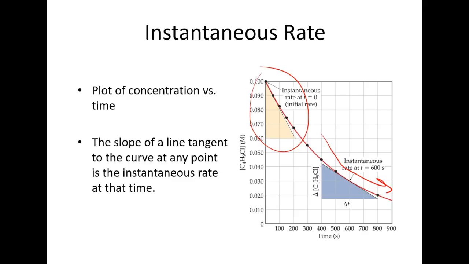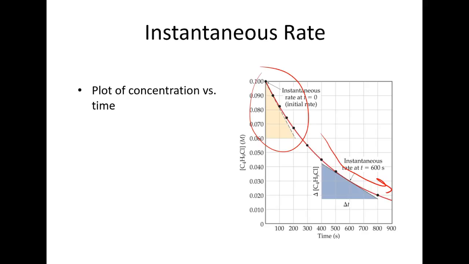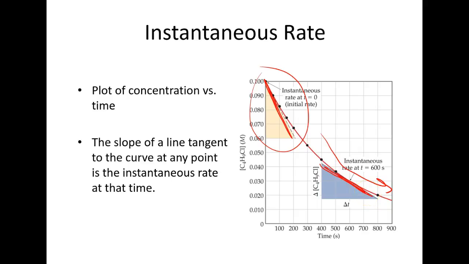If we want to determine the rate at any instant in time, you can see there are several tangent lines drawn to our curve here. If we can determine the slope of a line that's tangent to the curve at any point, we would define that as the instantaneous rate at that time. So right here at 600 seconds, that tangent line is touching, well, not the way I've drawn it anyway, but a tangent line would touch that curve at exactly one point. And then we can determine the slope of that line. And that slope would be equal to the instantaneous rate.